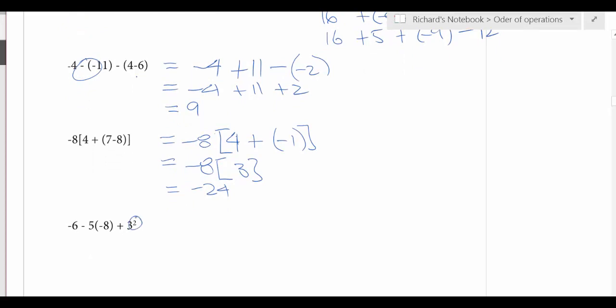Well, the next question, oh, it's got an exponent right there. Well, let's see, how am I going to do this? Well, I'm going to start off by simplifying what I can. So I'm going to have -6. Nothing's happening to the first term.